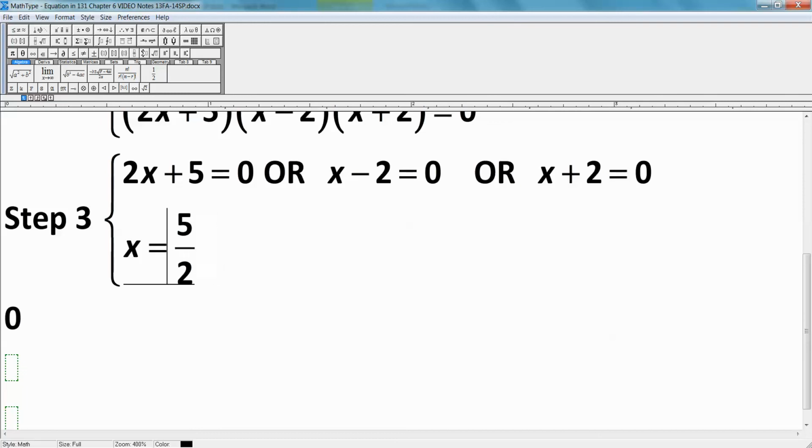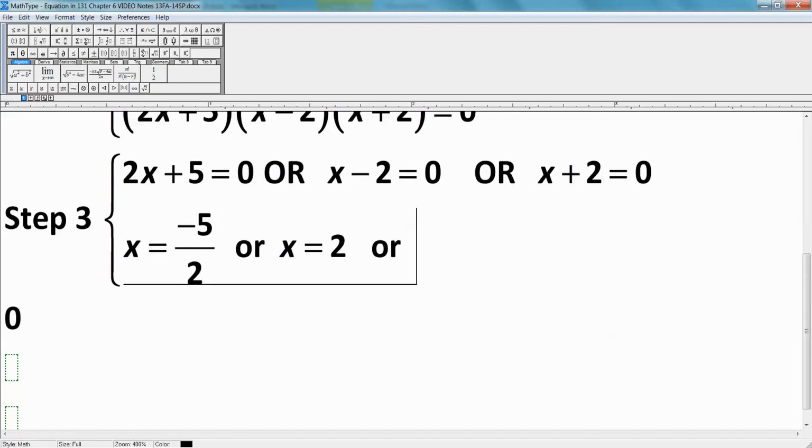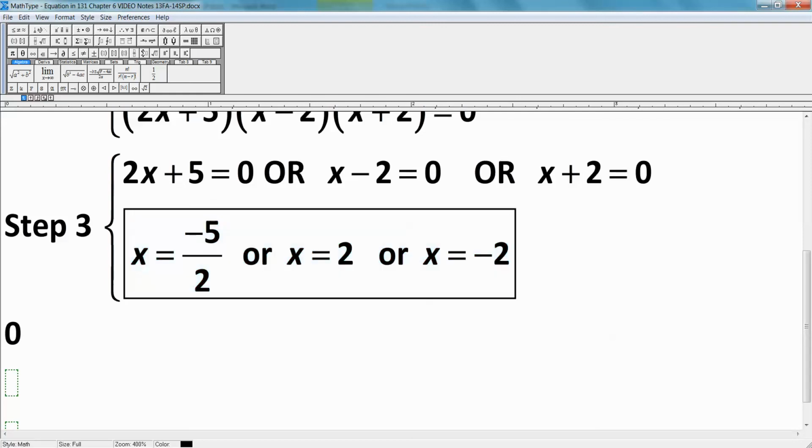And just for the sake of our notes, I'm going to write negative 5 on top, just because otherwise it looks like that little negative is part of the division bar, and that gets a little confusing. Or x equals 2, or x equals negative 2, right? And there we go. We got all of our answers. Done.